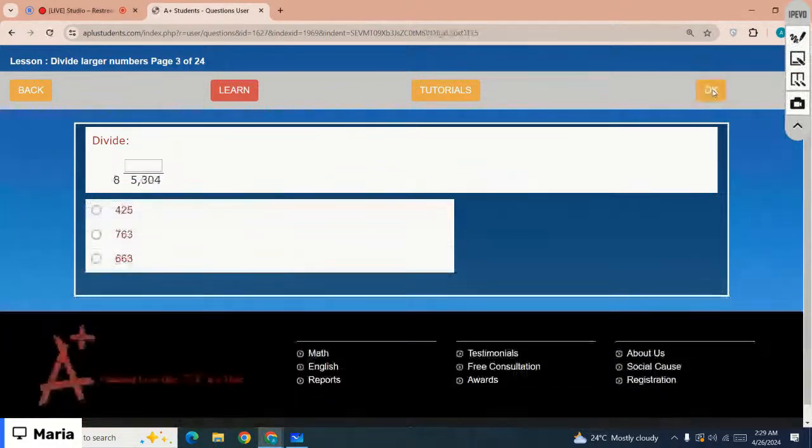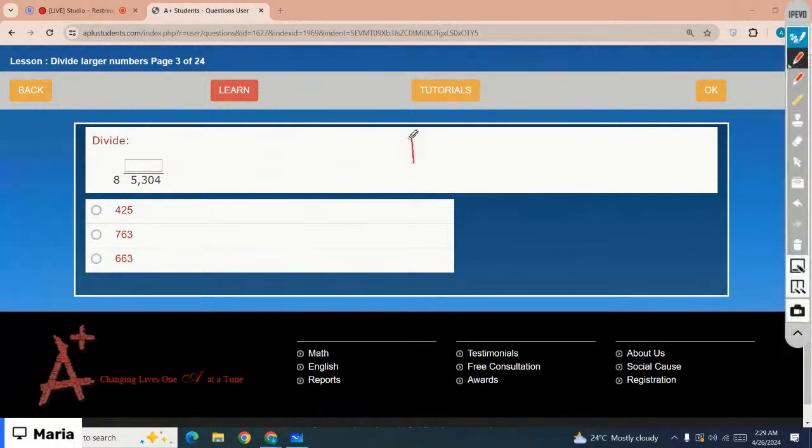Okay, the next one is 5304 divided by 8. So let's just divide. Okay, so you need to count the table of 8 until 53. So 8 times 7 is 56. We can go for 8 times 6. 8 times 6 is 48. 53 minus 48 is 5.